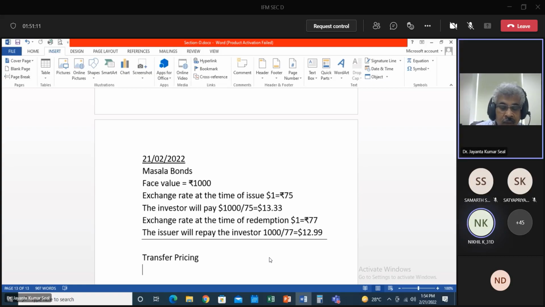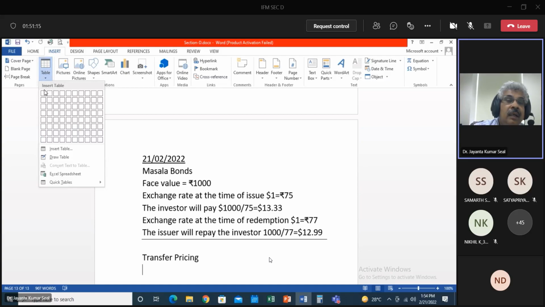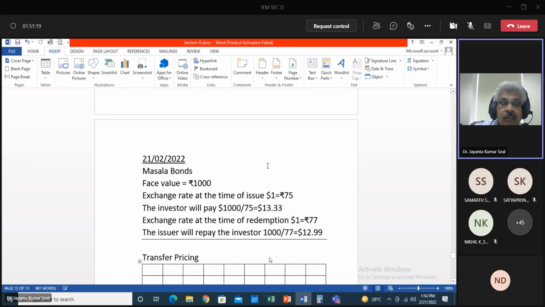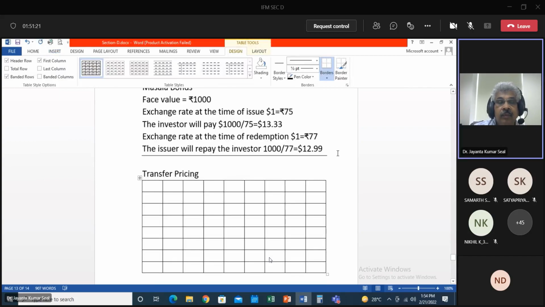Yes, sir. So transfer pricing, let me just directly give you an example. So suppose there is a parent company and a subsidiary company, forget about the parent company. The tax rate in this case is say 10%.